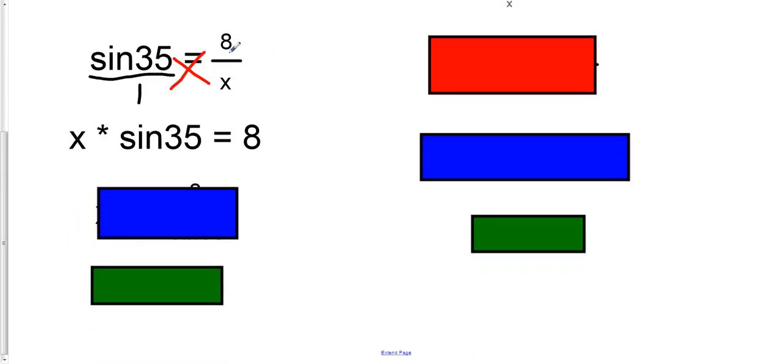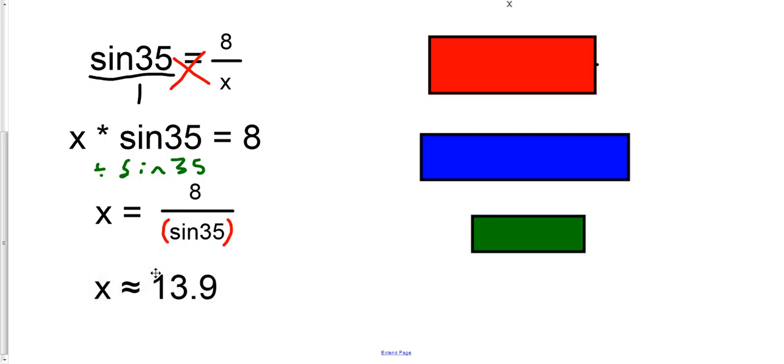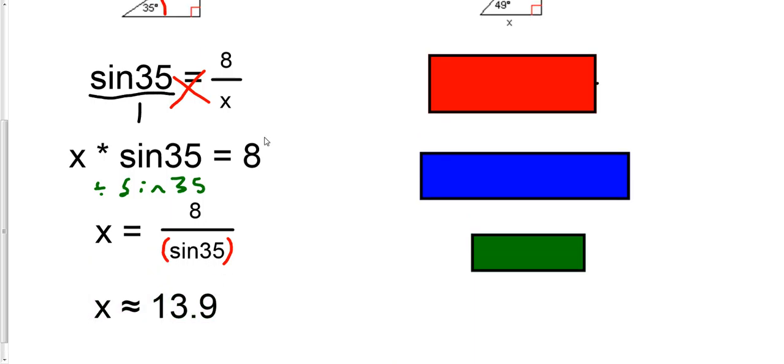From here, if we're trying to get x alone, we would divide by the sine of 35 on both sides of the equation. When we do that, our equation now looks like this. X equals 8 divided by the sine of 35. Now, on your calculator, you might want to be extra careful and put a little set of parentheses around this so your calculator knows for sure that you're doing 8 divided by all of this together. So 8 divided by the sine of 35, when you put that into your calculator, you should find that x is approximately 13.9. And that'll be your final answer.